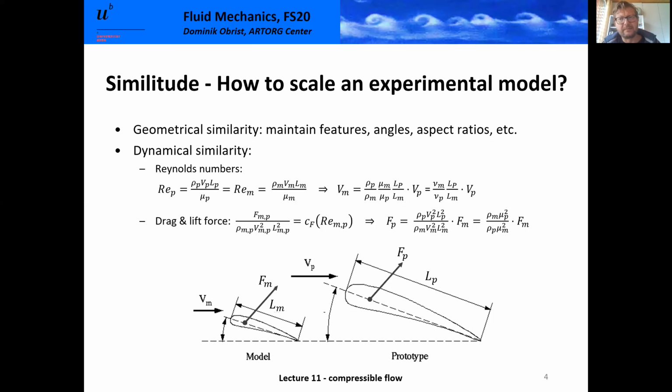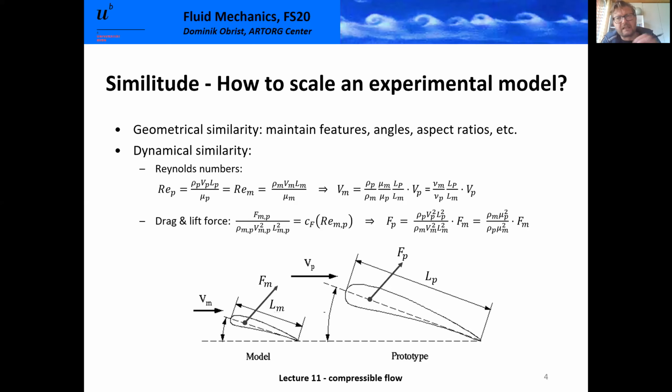The second similarity, dynamical similarity, is maybe a bit less clear in what it means. We have learned, I think it was in the first lecture even, when we looked at the Buckingham pi theorem, that we can reduce most fluid mechanical systems to a set of dimensionless numbers. And we found that one of the most, or maybe the most important dimensionless number was the Reynolds number.